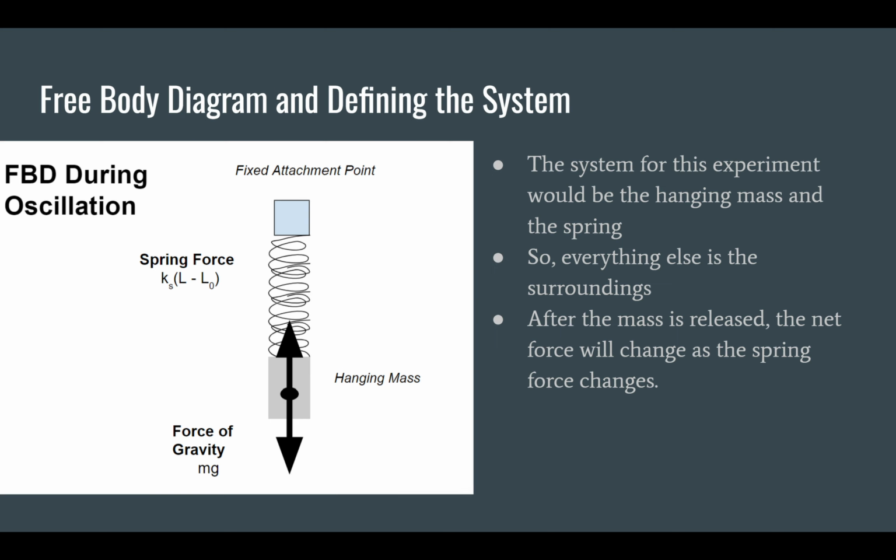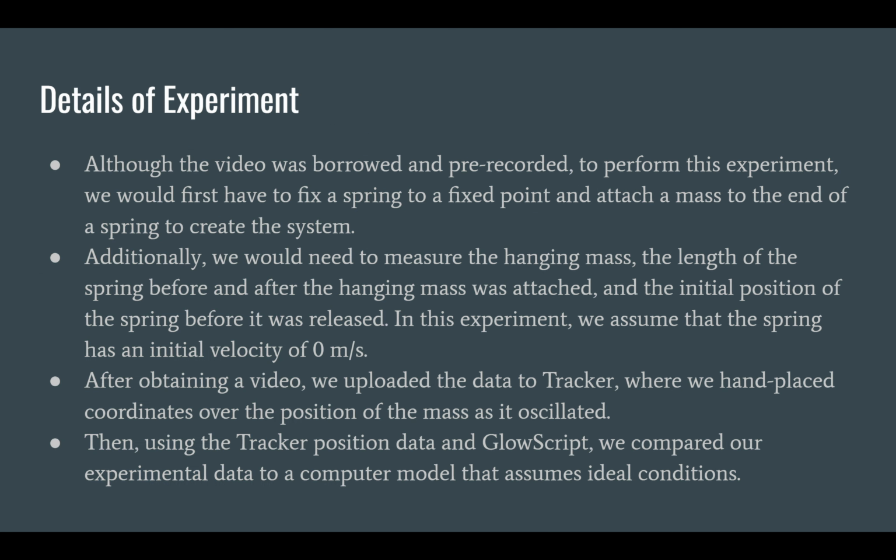To better understand this experiment, we can define the system and draw a free body diagram. The system for this experiment would be the hanging mass in the spring, which means that everything else is the surroundings. After the mass is released, the net force will change as the spring force changes. Although the video was borrowed and pre-recorded to perform this experiment, we would first have to fix a spring to a fixed point and attach a mass to the end of the spring to create a system. Additionally, we would need to measure the hanging mass, the length of the spring before and after the hanging mass was attached, and the initial position of the spring before it was released. In this experiment, we assumed that the spring has an initial velocity of 0 meters per second.